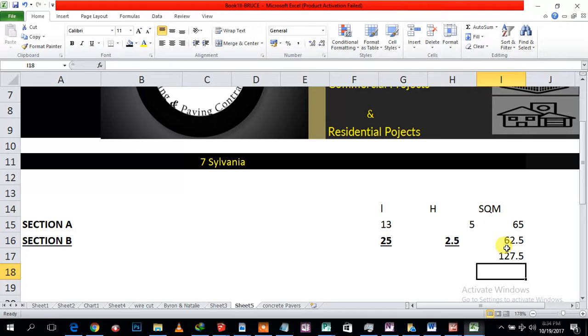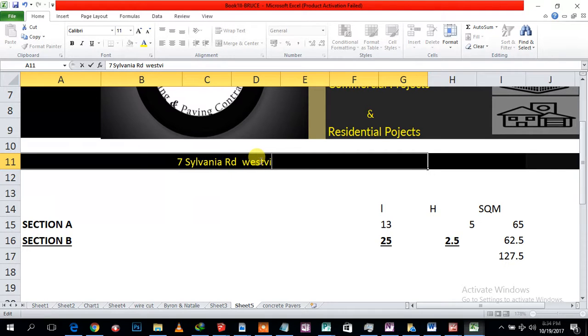Probably 128, within the range of 128 to 130. That's actually the zone. I based the estimation of the job, in terms of the magnitude and the scale, on 127, 128, 130 square meters.